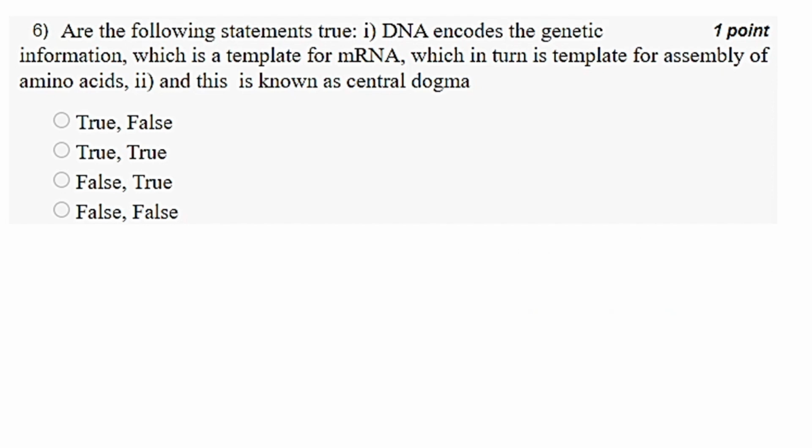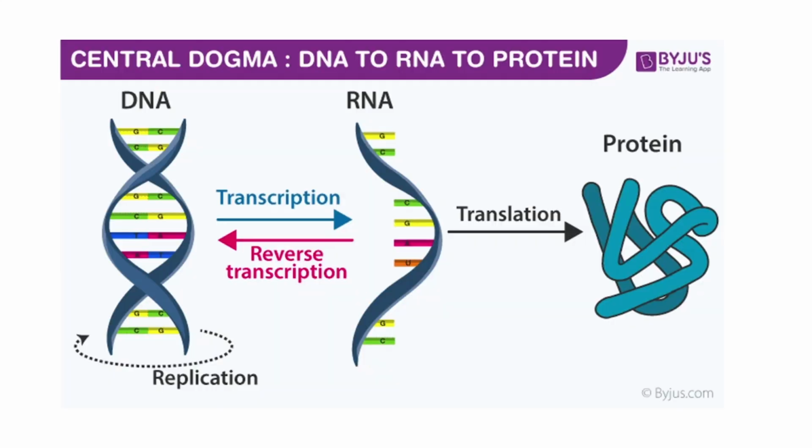Are the following statements true? DNA encodes the genetic information, which is a template for mRNA, which in turn is a template for assembly of amino acids, and this is known as the central dogma. Anyone? True, ma'am. Both of these are true? Yes, DNA encodes the mRNA. Correct. So both of these are true, so the answer will be B. So this is the central dogma.